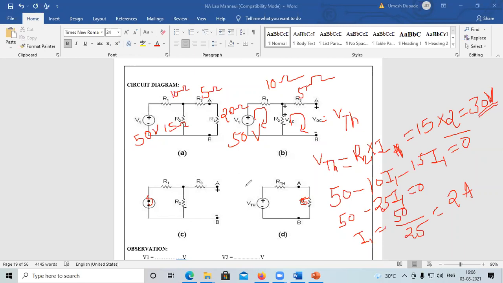Now the third step is the calculation of RTH as seen from terminal A and B. Seen from terminals A and B, we want to calculate the RTH. While calculating RTH, what will we do in case of voltage source? There is a voltage source there. What will we have to do with the voltage source?